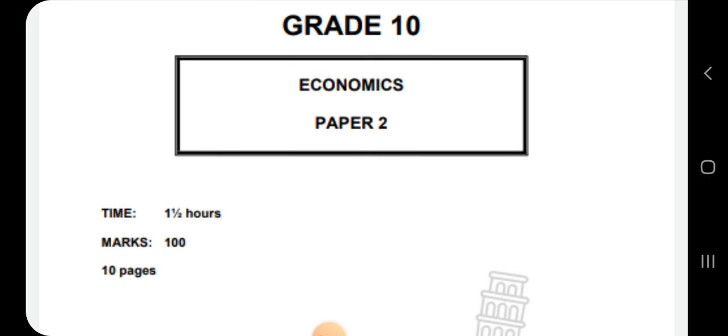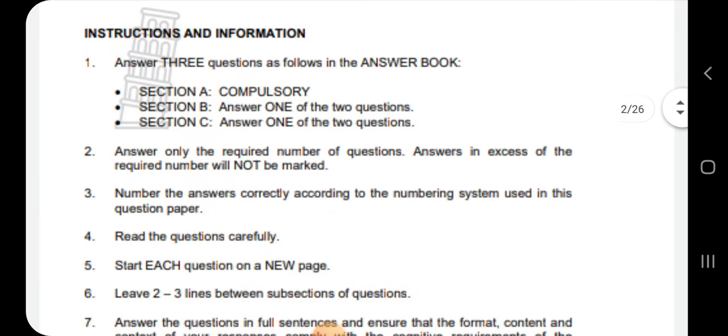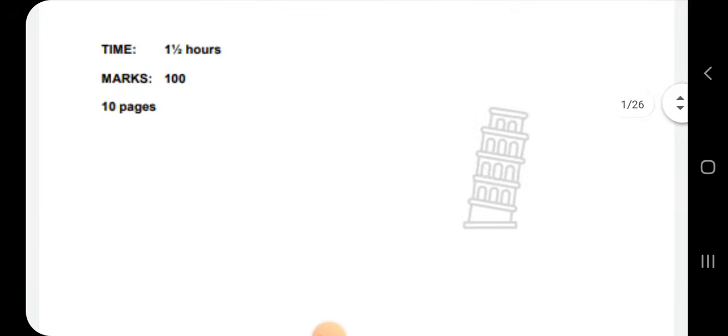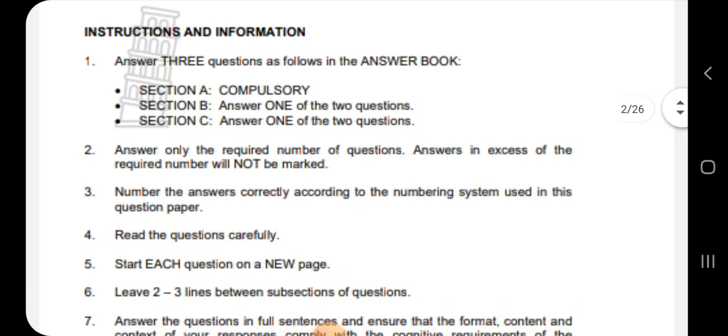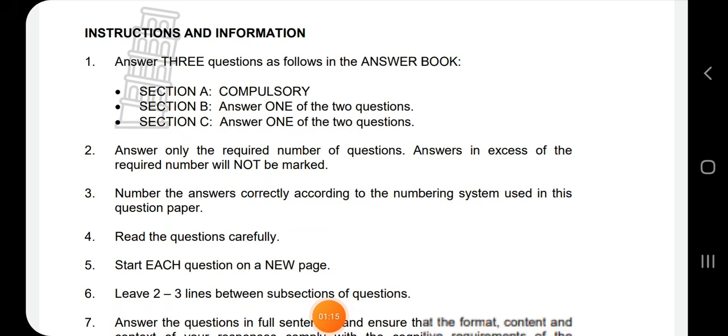So without wasting any more of your time, guys, let's get right into it. So this page here is the cover page, page 1, and then this one for instructions and information is page 2. Yes, so these are instructions and information.